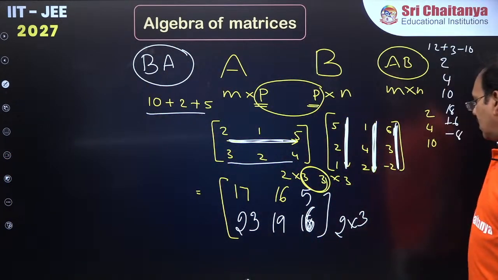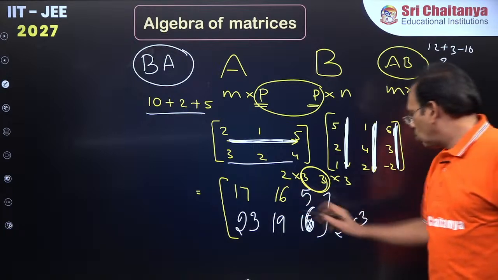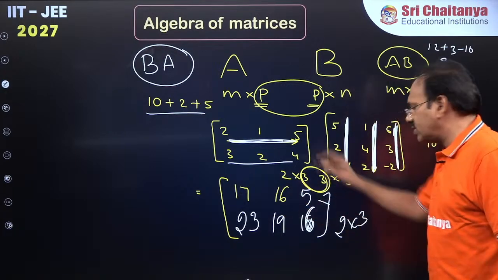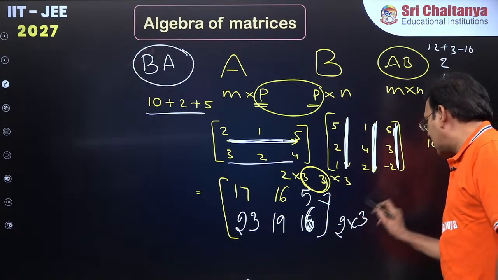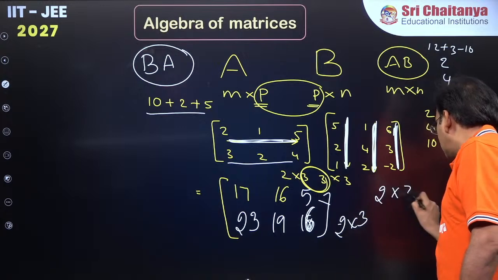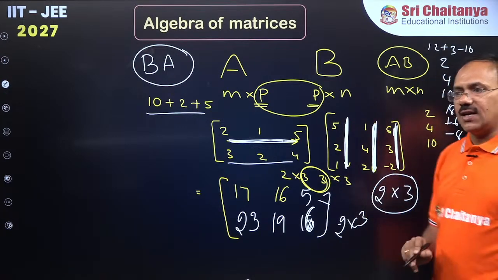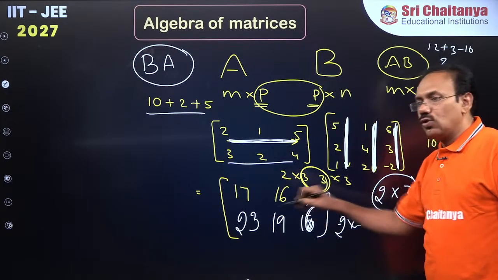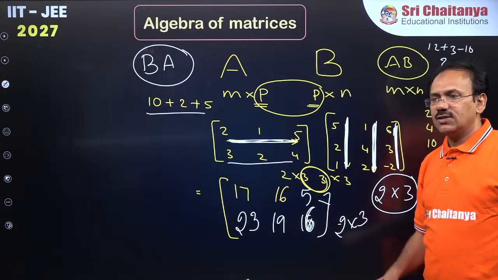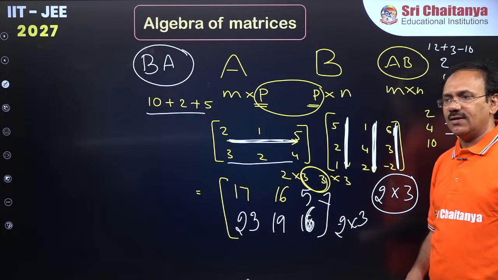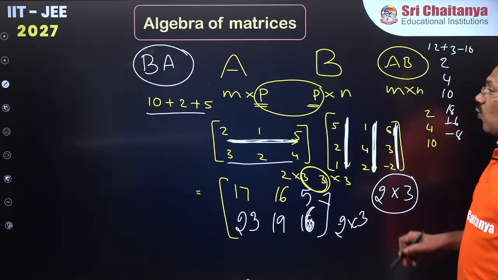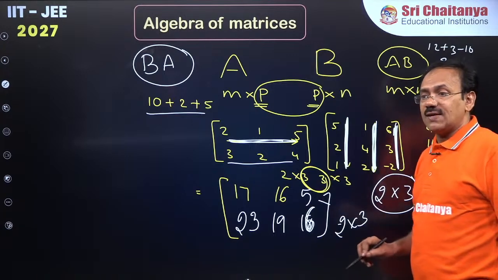This is 2 by 3. You see, 2 by 3 means it is having 2 rows, 3 columns. So, 2 by 3, correct? 2 by 3 we should read, isn't it? It is having 2 rows, 3 columns, right? So, this is 2 by 3. Fine. Now, what about BA? Can someone say?